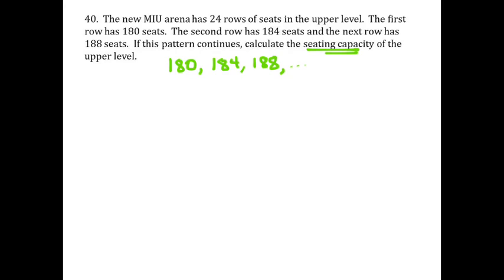So if I look at my formula for summing an arithmetic sequence, the sum is equal to n divided by 2 times a sub 1 plus a sub n. And so in this case, I know the number of rows, which is 24. And I know the first term, which is 180, but I don't know the last term. I need to figure out how many seats are in the last row.